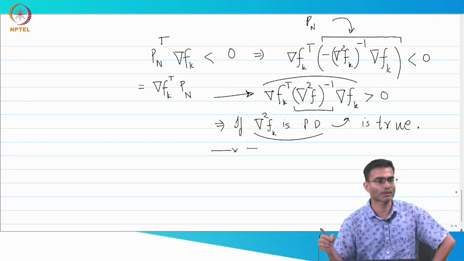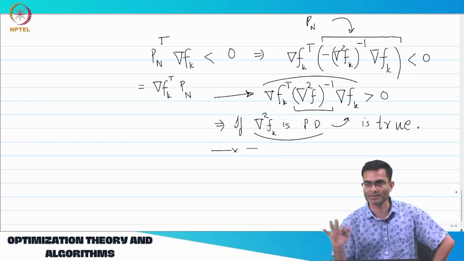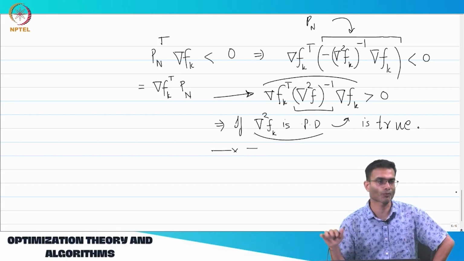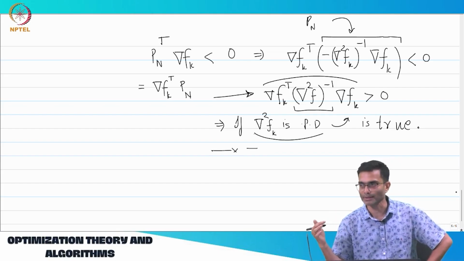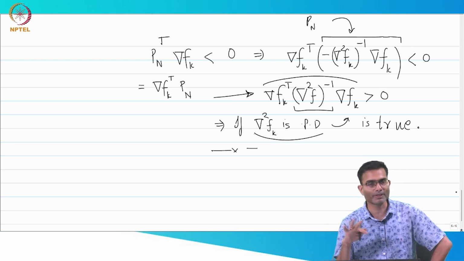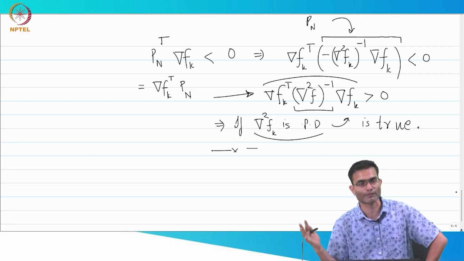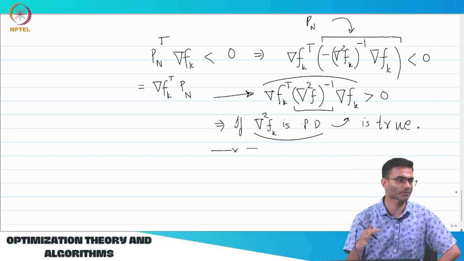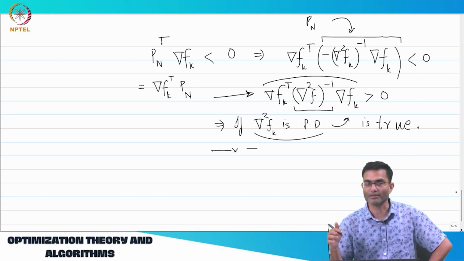So this was as far as we wanted to talk in a general way about the qualities of a descent direction. The next thing that I will briefly mention, but we will not cover in detail in this course, is the second family of algorithms. First family is line search methods. Second family is trust region methods.